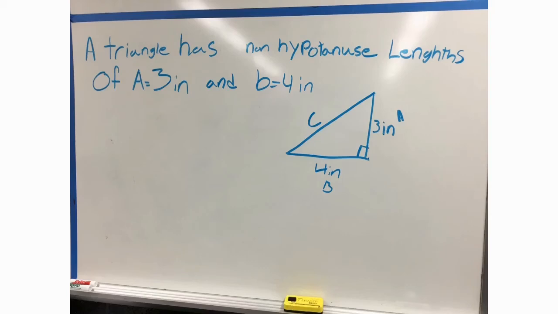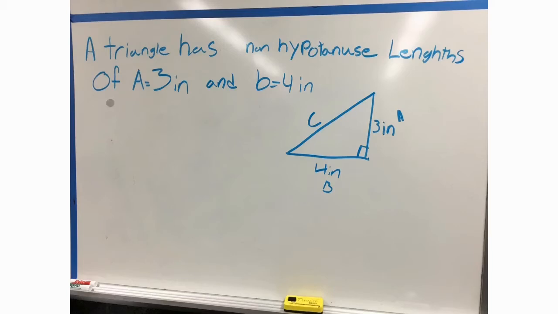I'm Andrew, and we are going to do a Prodigy problem. The problem is a triangle has a non-hypotenuse length of A equals 3 inches and B equals 4 inches. We are going to use the Pythagorean Theorem.